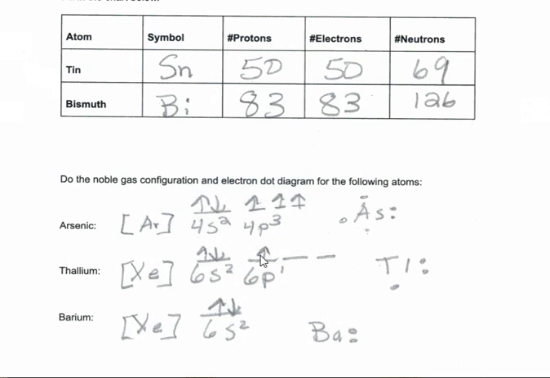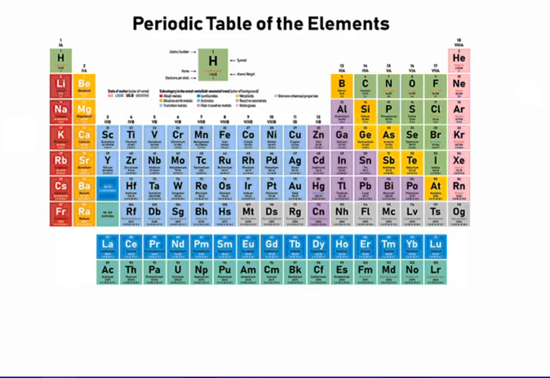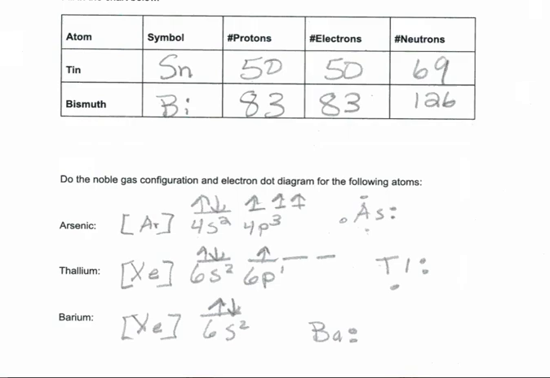And lastly, but certainly not least, we've got barium. Barium is over here. We're in the S2 column, and we're down in the 6th row, so 6S2. Go up all the way over here. Xenon, again, is our noble gas. So I'm expecting to see 6S2 with a xenon in front. So xenon 6S2, again, arrow up, down, because there's 2 electrons in there. And that represents just 2 dots, because those 2 electrons are paired there.